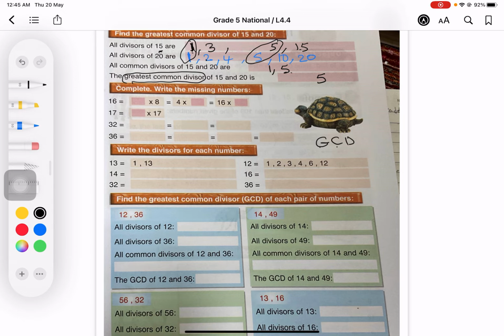So first you start writing the divisors of 15. Write the divisors of 20. Then what is the common number between them? It's 1 and 5. You will choose 5. Complete, write the missing numbers.